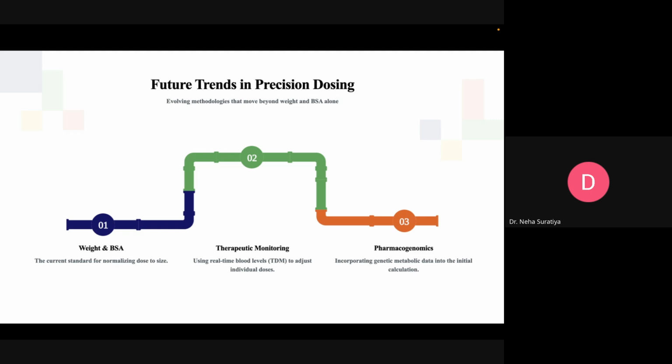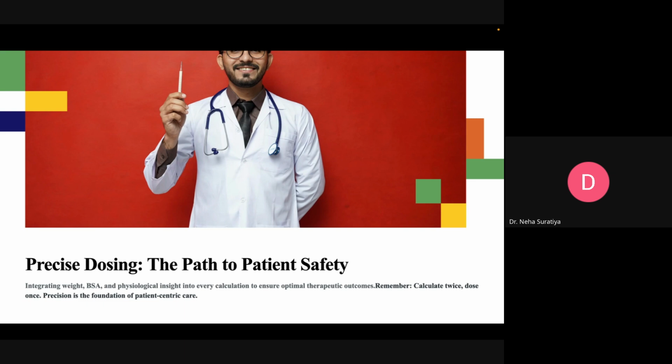Okay, we have another thing as well, integrated models, that combine pharmacokinetics, genetics, patient's data, and a lot of things. So in dose calculation, all things matter. So, this is your final takeaway slide, guys.